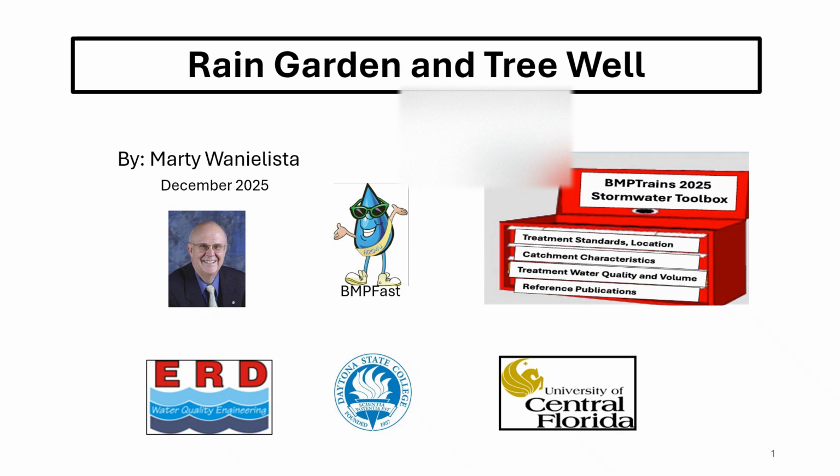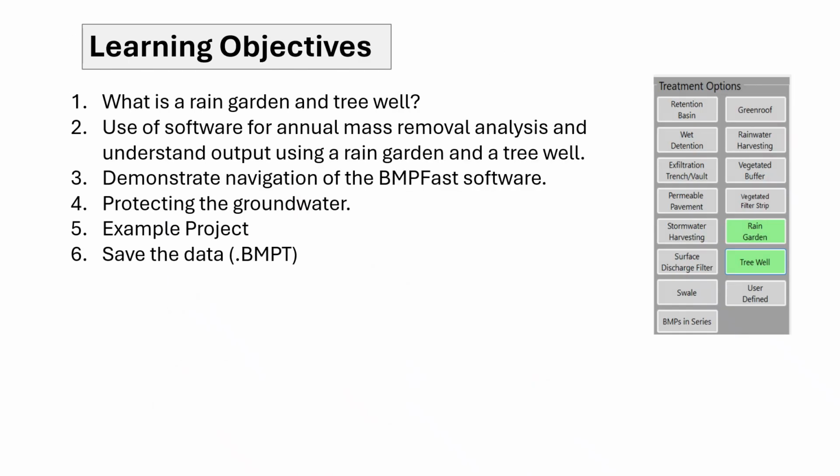This module has been prepared by Marty Wanyalista as part of the BMPFast initiative. In this module, our learning objectives will focus on understanding what constitutes a rain garden and a tree well, which can be designed as either retention or detention best management practices. We will explore how these features contribute to annual mass removal analysis and how to interpret the output using a specialized software tool called BMPFast.